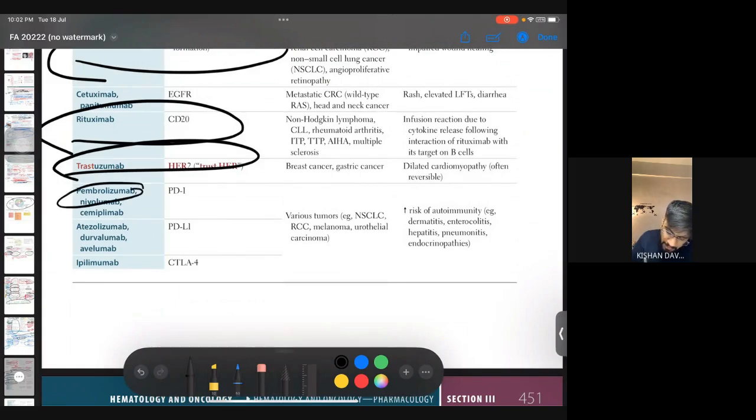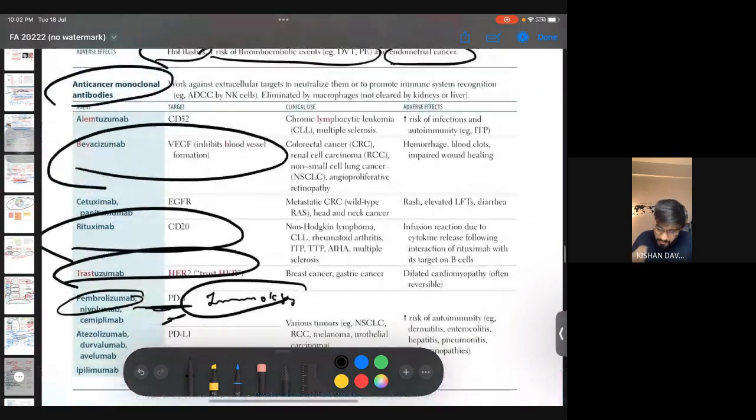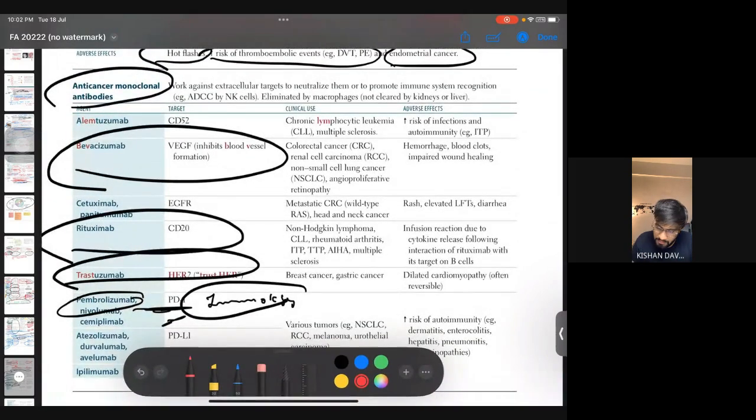Here, pembrolizumab I have seen somewhere. Yeah, pembrolizumab we saw in immunology. Okay, it is already seen in immunology. So just remember this. Rest all you can avoid. Now what is important in these?